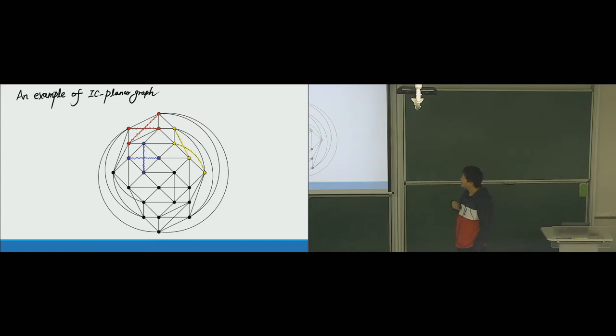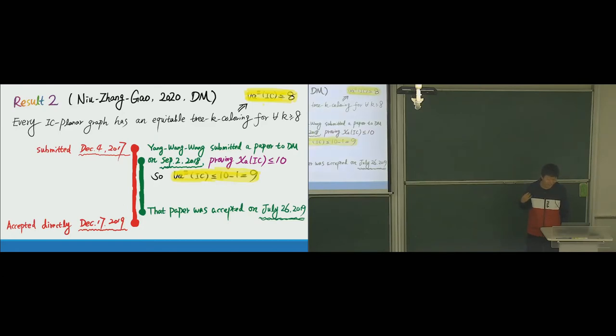Now I want to show some results on the equitable tree covering of IC planar graphs. This is a short story of our paper. We finished this paper 3 years ago and published it this year. We submitted this paper, and some days later somebody submitted a paper saying that IC planar graphs have a bounded acyclic chromatic number. So we know 10 minus 1 is the upper bound for this number. That means the equitable vertex arboricity of IC planar graphs is at most 9 by their result.